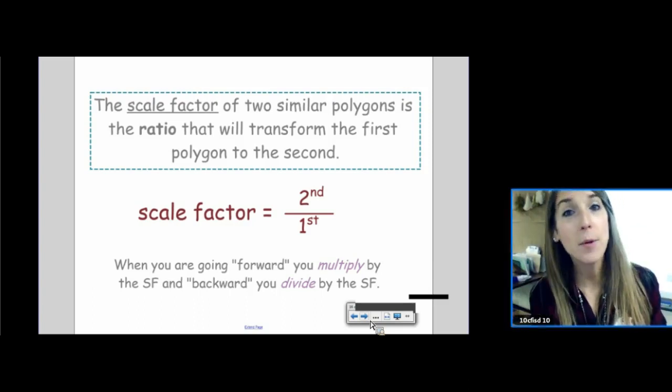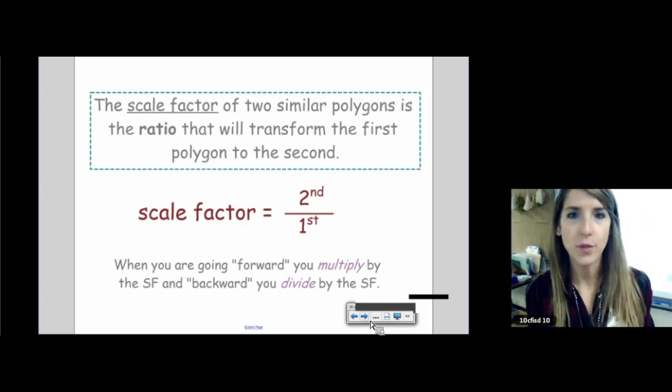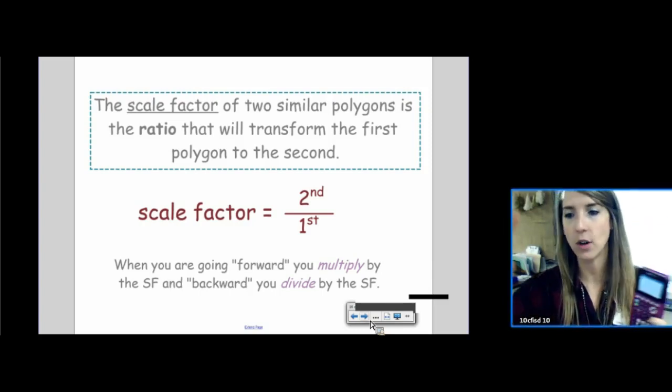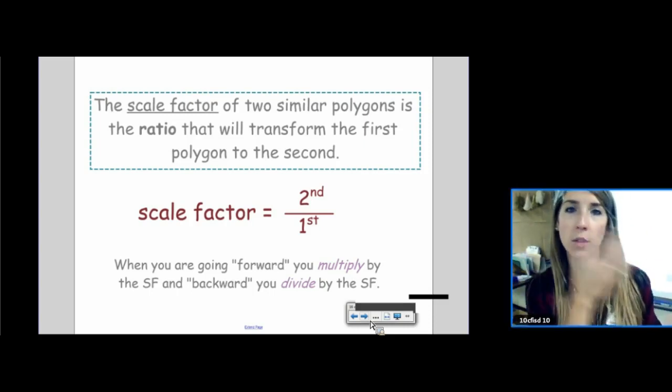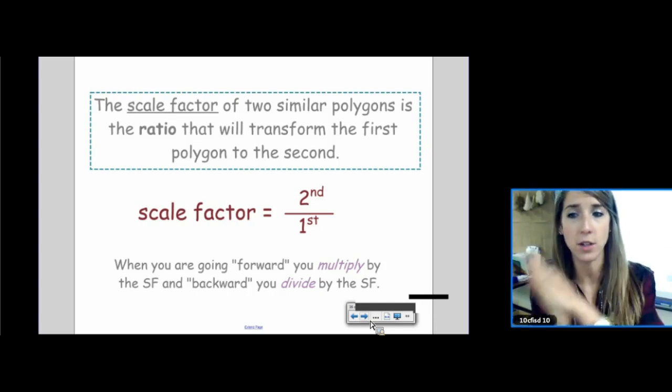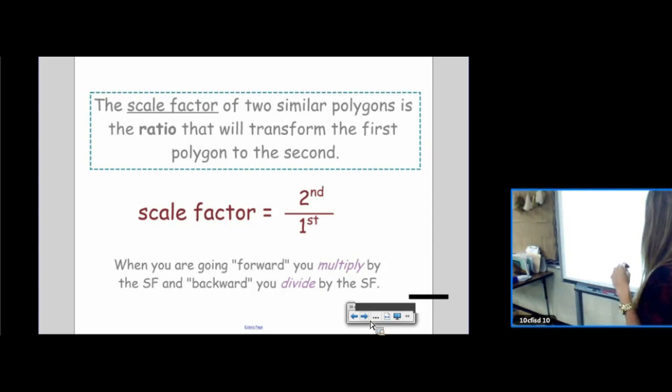Well, if I already have the poster, and I want to find the dimensions of the calculator, you divide. So you would divide by 5 if you're going from second to first rather than first to second. So when you're going forward, you multiply with your scale factor, and when you're going backwards, you divide. Those are inverse operations. Those undo each other.